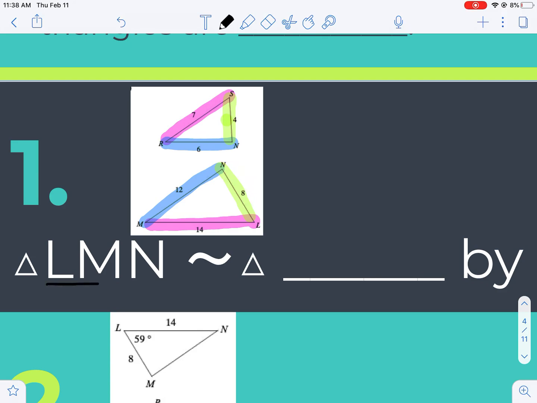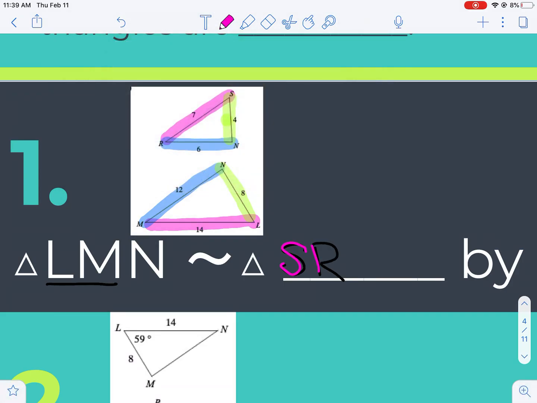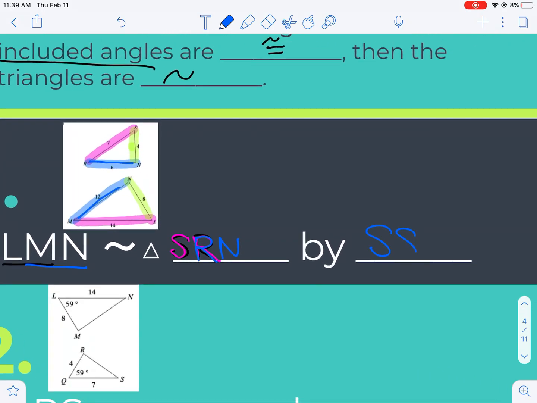LM was my pink side, so SR will be my first side there, and I'm going to switch colors. And then MN was this blue side, and I used RN for that one. The shortcut I used was side, side, side.